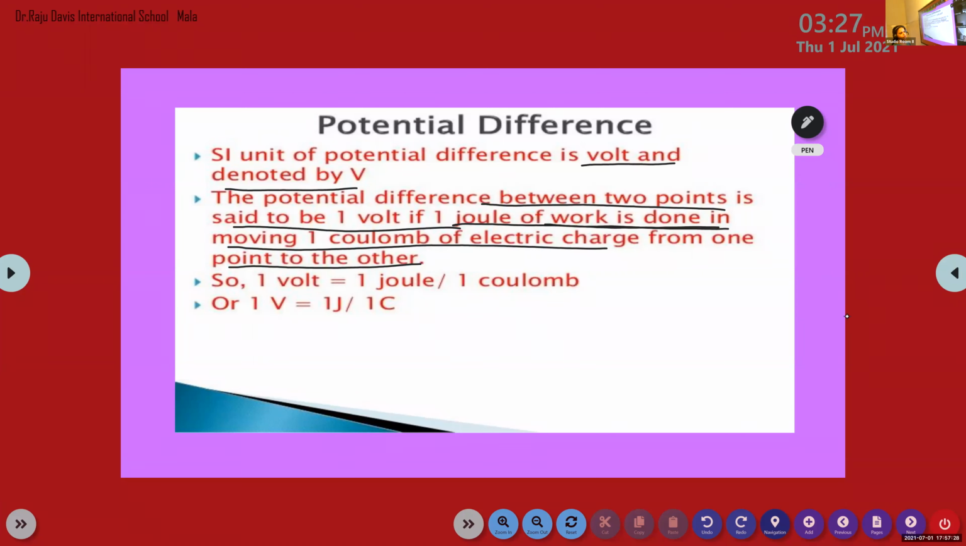Okay, all right, dear. Then Surya, what is the mathematical equation for calculating this voltage? V is equal to W by Q. Okay.